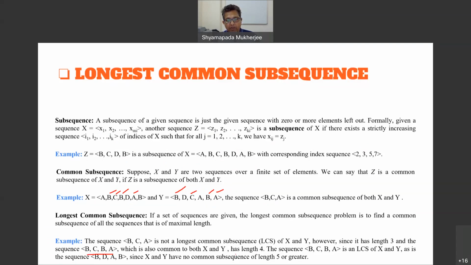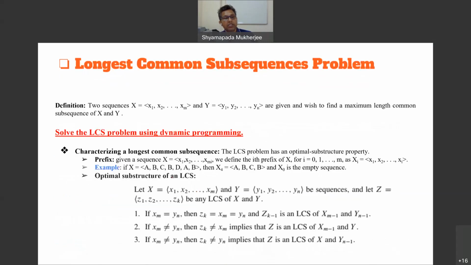it has length 4. So there may be other longest common subsequences of X and Y. But in this case, there is no common subsequence longer than length 4. So it has the longest common subsequence BCB for X and Y. Okay, so the problem is to find a longest common subsequence between two sequences.